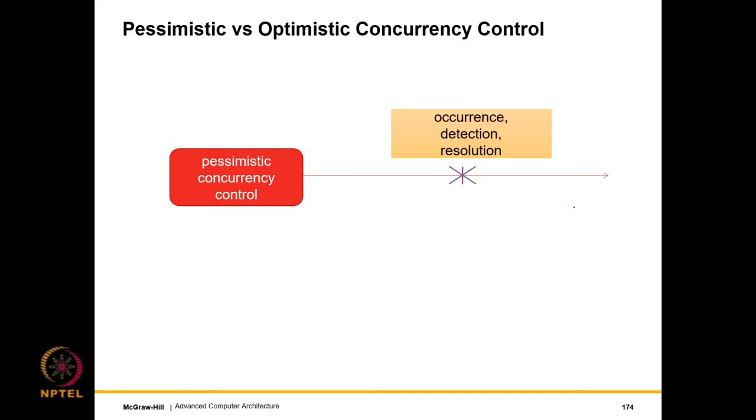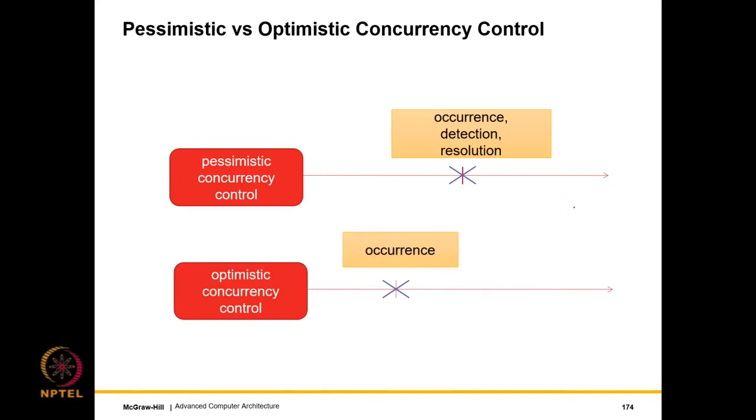So there are two paradigms. The first is pessimistic concurrency control. In pessimistic concurrency control, as soon as the conflict happens, we detect it and we try to resolve it. Resolving it could be either delaying the transaction or aborting the transaction. These are the two options that are available to us. But in pessimistic approaches, the moment that a conflict happens, we detect and resolve.